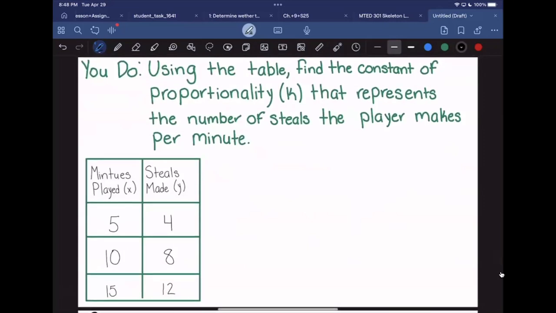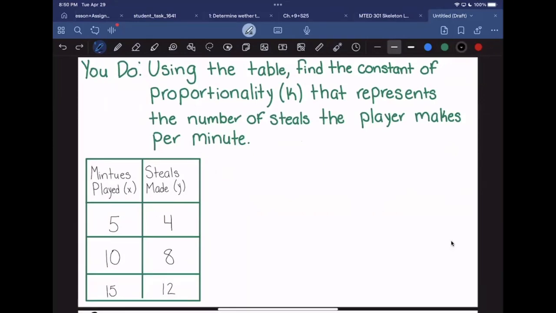So here's an example that you can do yourself. Using the table, find the constant of proportionality k that represents the number of steals the player makes per minute. Go ahead and pause the video and then play it once you're done.